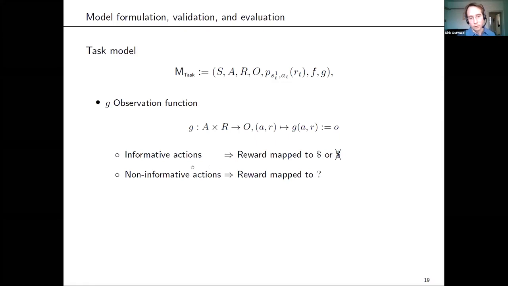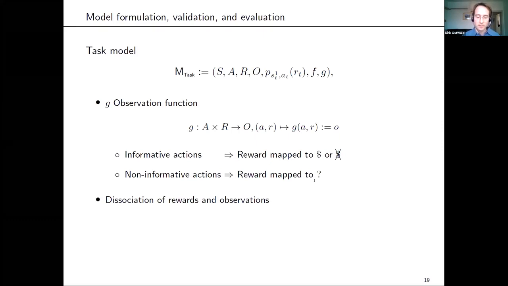So for an informative action, selecting the black background, the sampled reward was mapped, if it's a +1, to the dollar sign, or the -1 to the crossed-out dollar sign. For non-informative actions, both rewards were mapped to the question mark. So what we have here is a dissociation of the observations that the agents can make and the external reward, again referring to this masking or information withdrawal for certain actions.